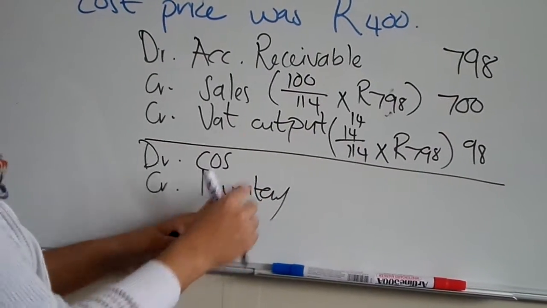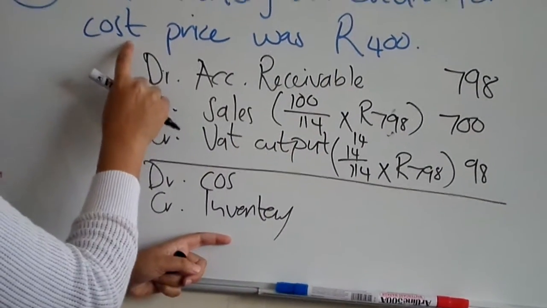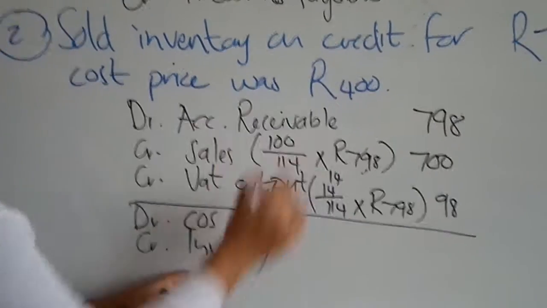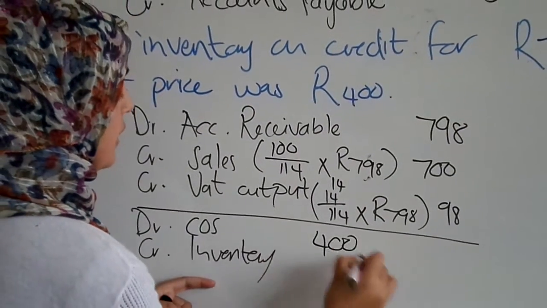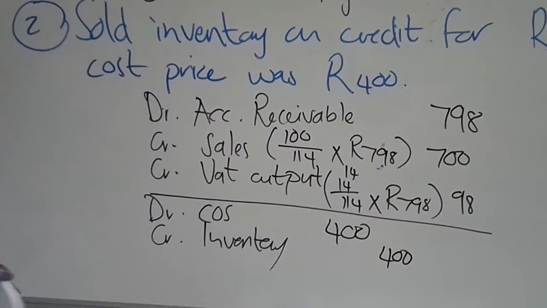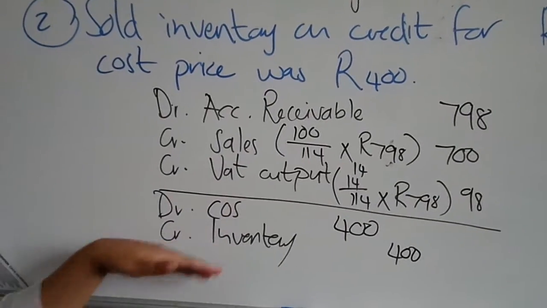So the cost of sales and inventory amount is given to you in example 2 where I said the cost price was 400 Rand. So cost of sales and inventory stays at 400 Rand. There's no adjustment and there's no VAT.